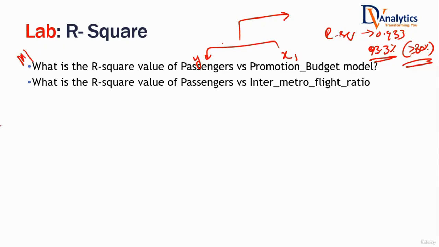What if I ask you to challenge that model? I'm challenging that model with model M2. Why should I use promotional budget? Why can't I simply use intermetro flight ratio to predict the passengers? That is a different model altogether. I want to challenge that. If you have a competition between M1 and M2, which model will win? Sir, M1. What's the reason?